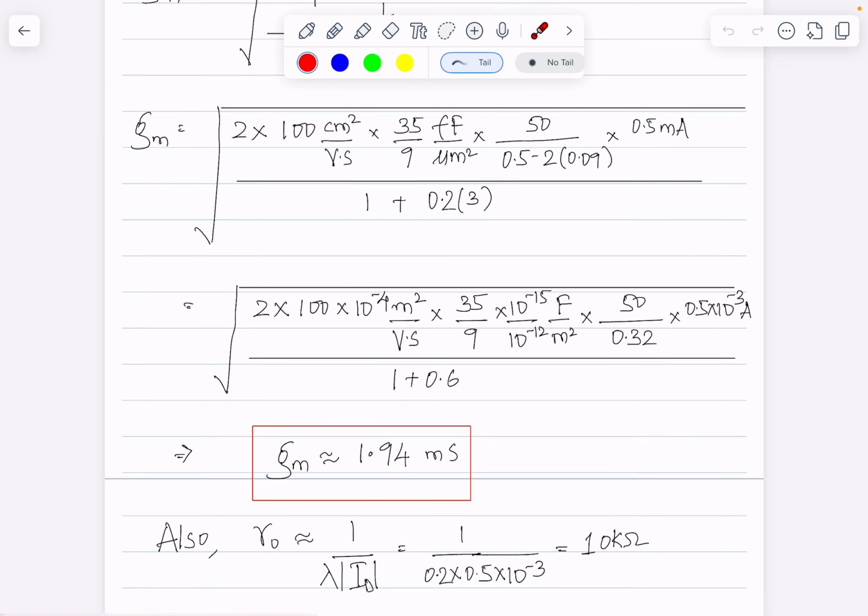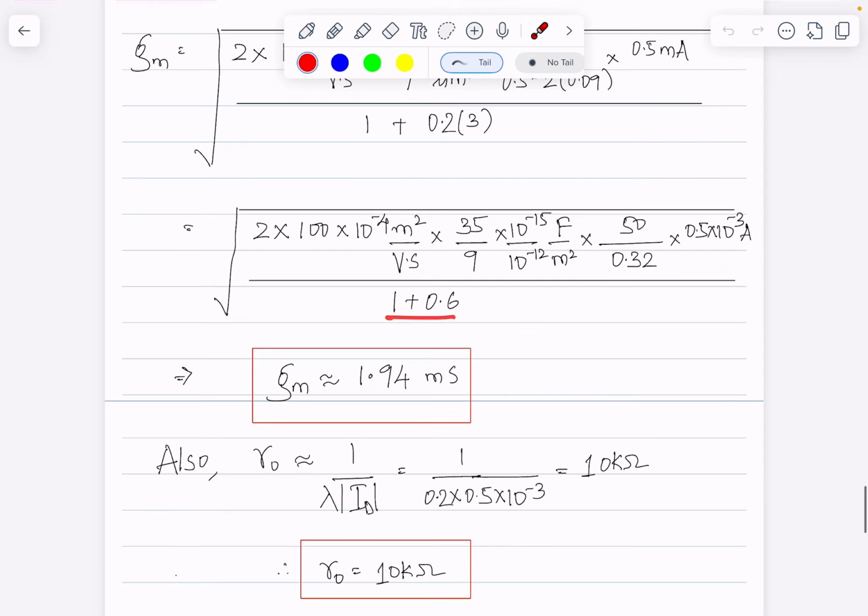Again, converting everything to standard units, we have 2 times 100 centimeter square converted to meter square, so you need to multiply with 10 to the power minus 4. 35 over 9 femtofarad per micrometer square is converted to farad per meter square, so you need to multiply by 10 to the power minus 15 over 10 to the power minus 12, as we did in case of NMOS. Then we have 50 over 0.32 and 0.5 times 10 to the power minus 3, whole divided by 1 plus lambda VDS, which turns out to be 1 plus 0.6. That gives us an effective GM of 1.94 millisiemens.